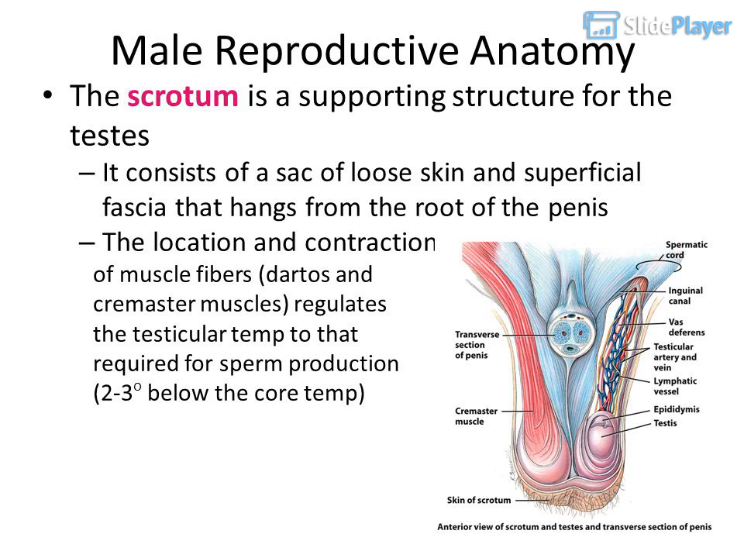Male reproductive anatomy. The scrotum is a supporting structure for the testes. It consists of a sac of loose skin and superficial fascia that hangs from the root of the penis. The location and contraction of muscle fibers, dartos and cremaster muscles, regulates the testicular temperature to that required for sperm production, 2 to 3 degrees below the core temperature.